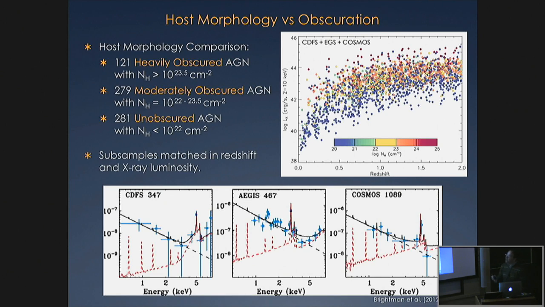And so we've essentially compiled a sample of about 121 heavily obscured AGN at redshifts between 0.5 and really about 1.2. And then a control sample of about 300 moderately obscured AGN and 300 unobscured AGN. And all of these subsamples are matched in redshift and obscuration-corrected X-ray luminosity. And we basically just took a look at the morphologies of these three subsamples.